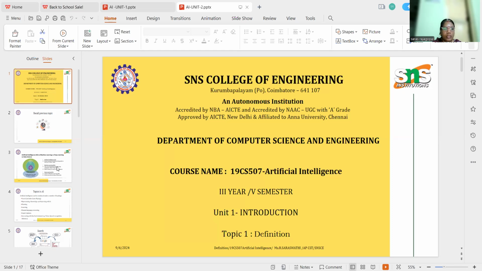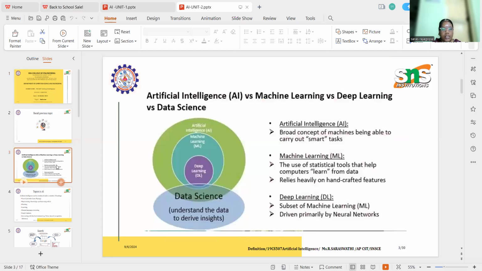Today we are going to teach about artificial intelligence. Artificial intelligence is a broad concept of machines being able to carry out smart tasks. Machine learning is the use of statistical tools that help computers learn from data. It relies heavily on handcrafted features. Deep learning is a subset of machine learning. It is driven primarily by neural networks.